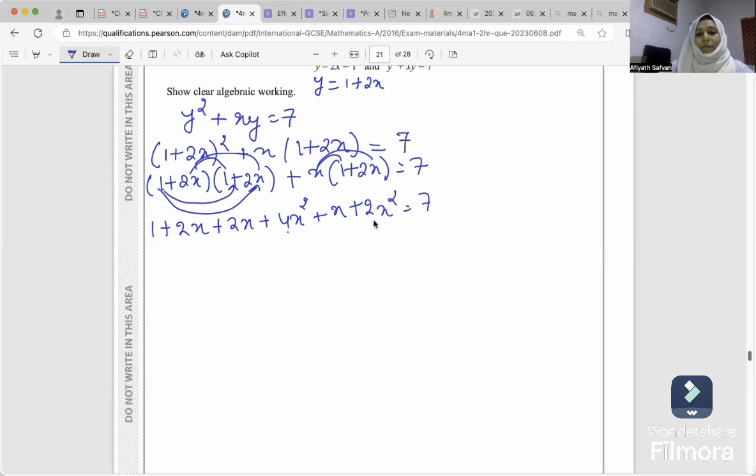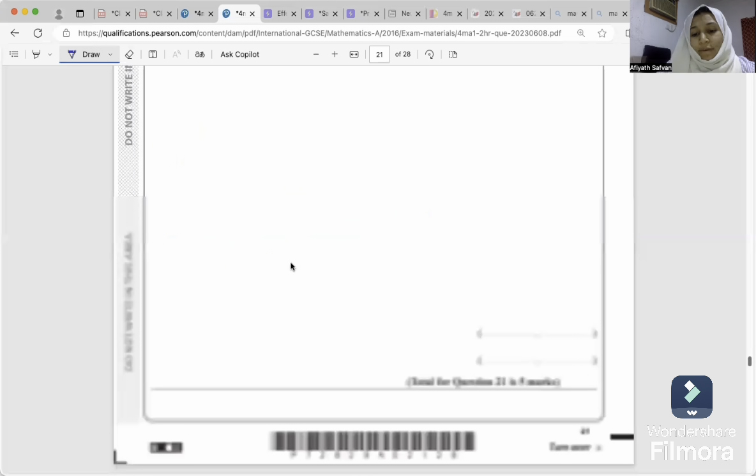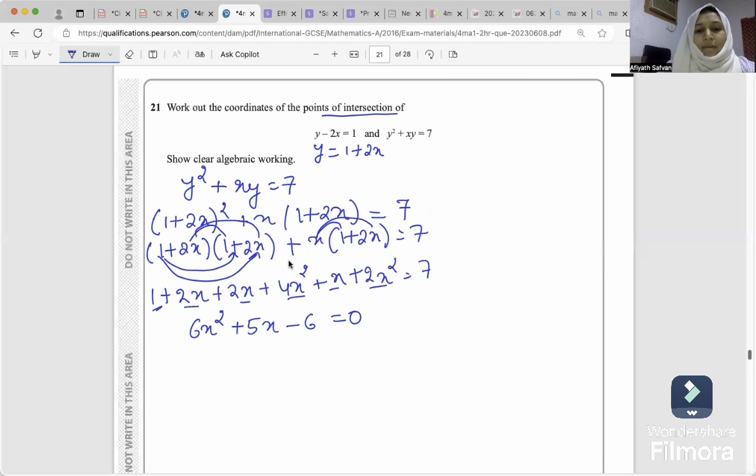Therefore, 4x squared plus 2x squared are the like terms, which will get me 6x squared plus 2x and plus x, which will give me 5x plus 1 minus 7. So plus 1 and I will bring the 7 to the left side. It will become plus 1 minus 7, which is going to be negative 6 is equal to 0. So you can solve this either by using the formula method or by factorizing. I think factorizing will work here.